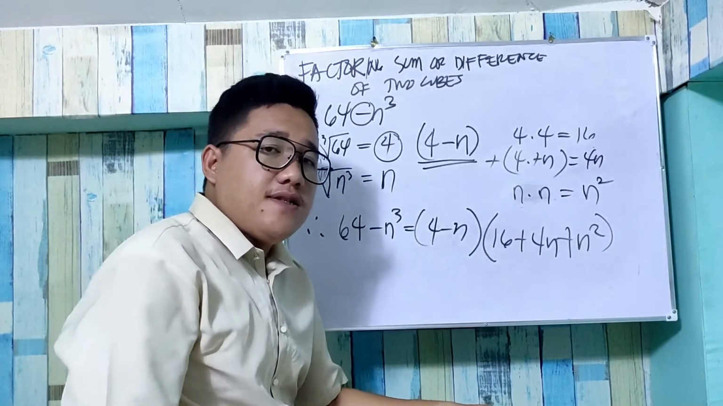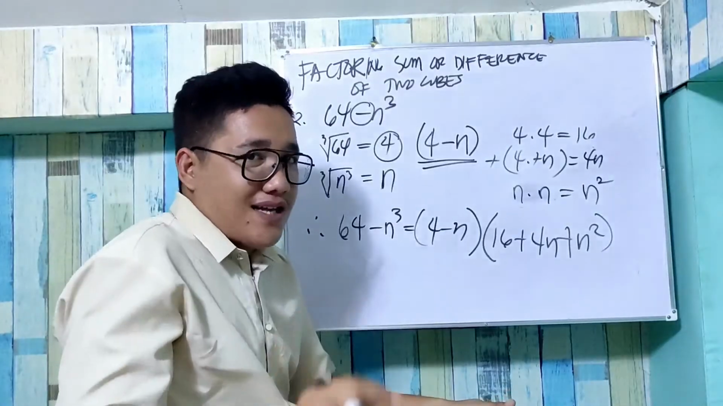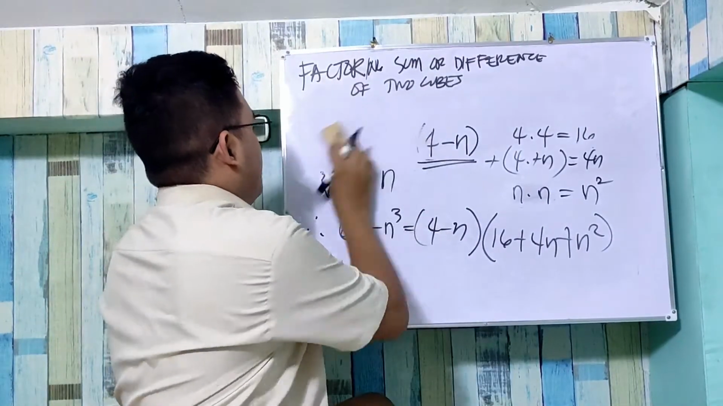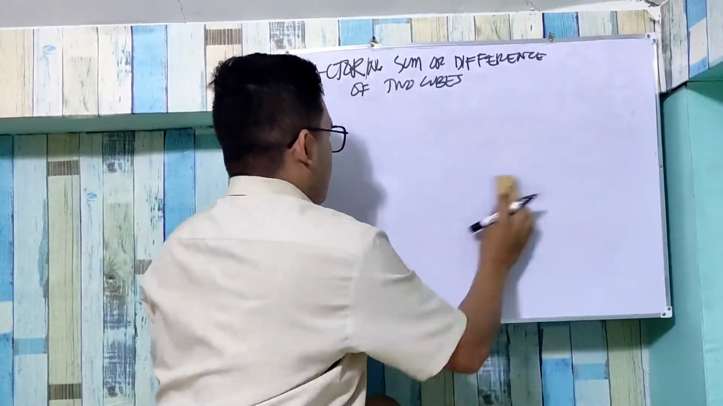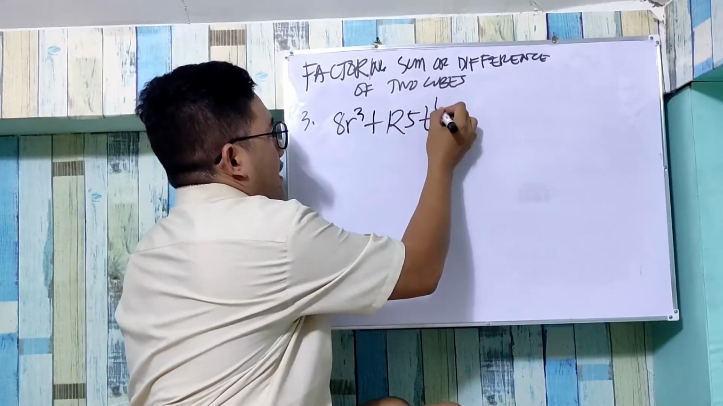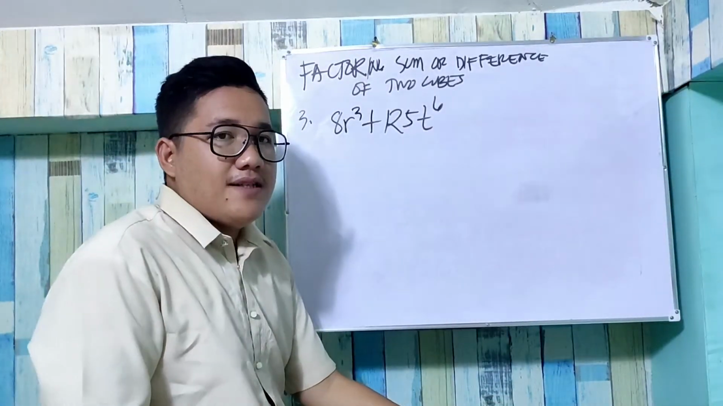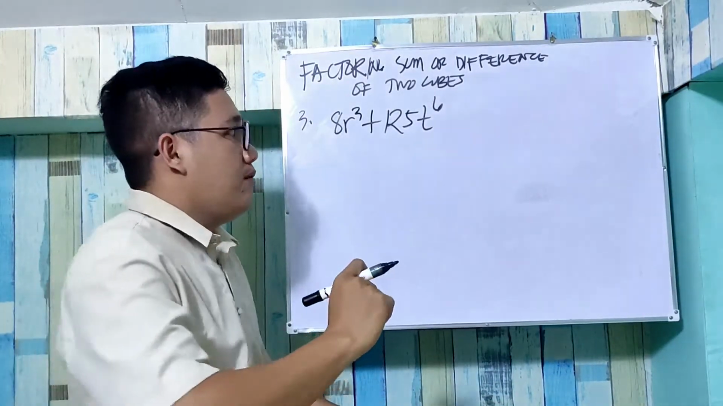Questions, clarifications? So, I am going to give you the last example. So, last na talaga to. So, we have 8r cubed plus 125t raised to 6. So, step number 1, get the cube root of the cubes.